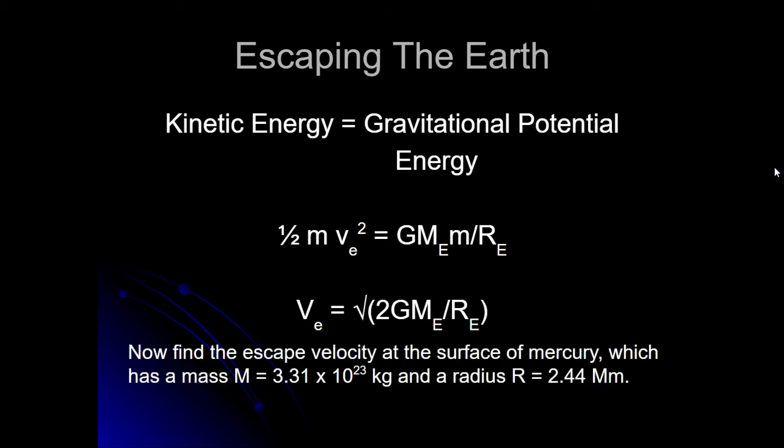Now, if you find the escape velocity at the surface of Mercury, which has a mass of 3.31 times 10 to the 23 kilograms and a radius of 2.44 megameters, take a moment to do that calculation. I'm hoping you've come up with an answer of 4.25 kilometers per second. So as long as an object is moving up with a speed greater than that, it should be able to escape the surface of Mercury.